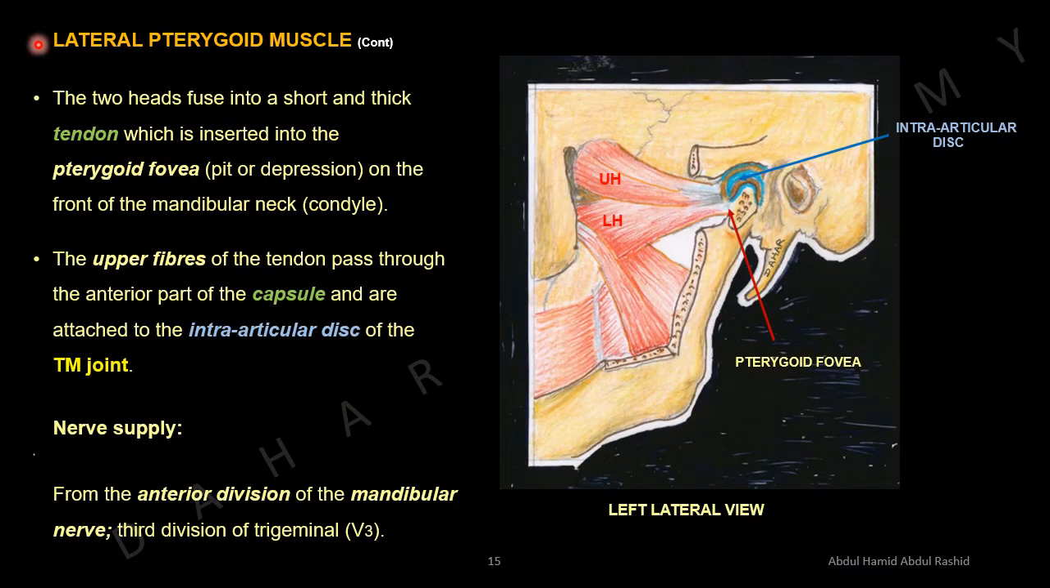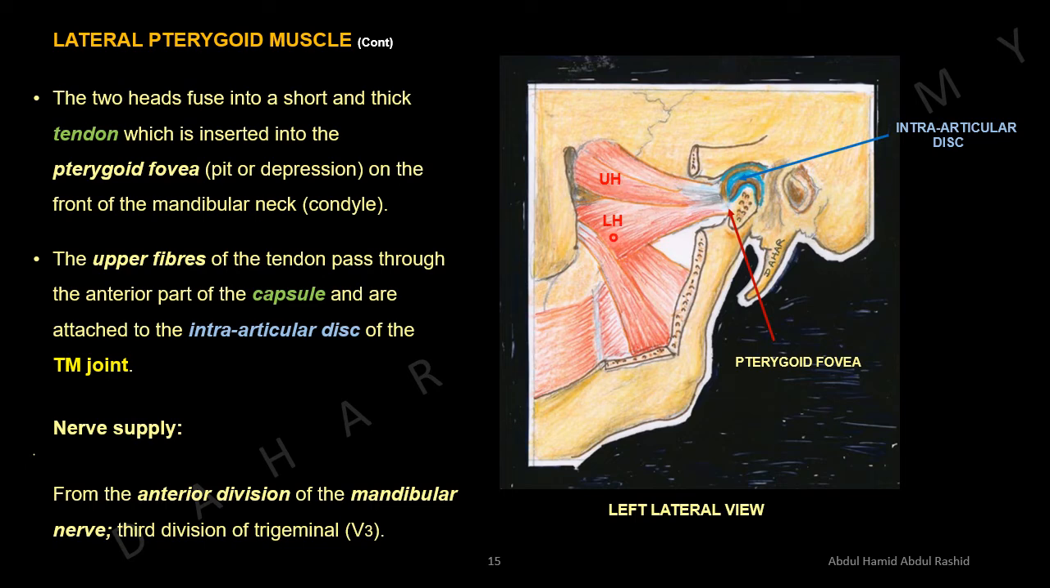Lateral pterygoid muscles. This is the diagram, left lateral view. This is left TM joint and this is left ramus of the mandible. This is left lateral pterygoid muscles. Pterygoid muscles has two heads. We know that, upper head and lower head.